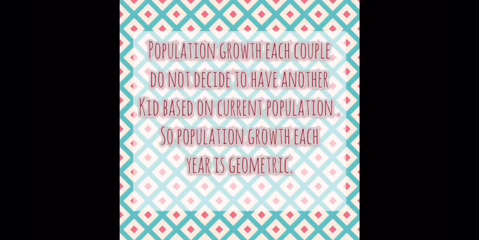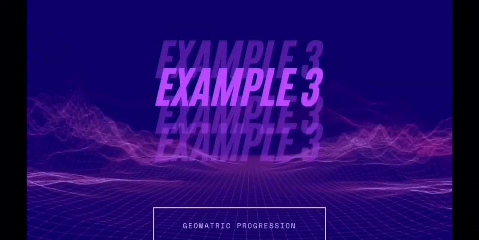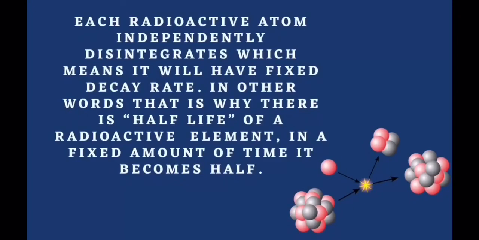Let's move on to the second example. Population growth. Each couple does not decide to have another child based on the current population, so population growth each year is geometric. Last but not least, the next example is that each radioactive atom independently disintegrates, which means it will have a fixed decay rate. In other words, that is why there is a half-life of a radioactive element. In a fixed amount of time, it becomes half.